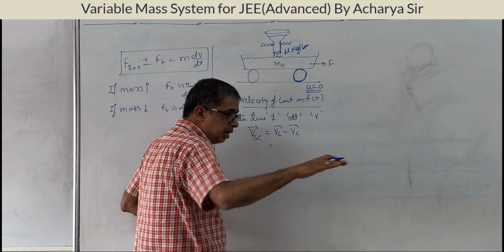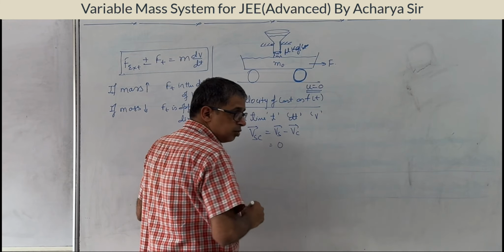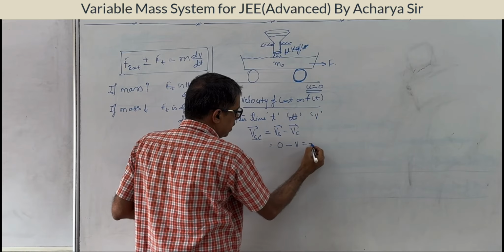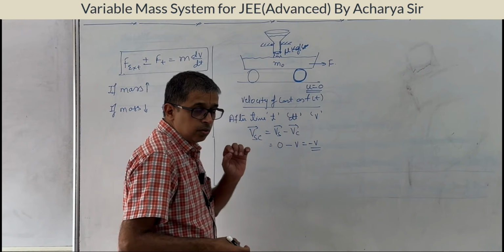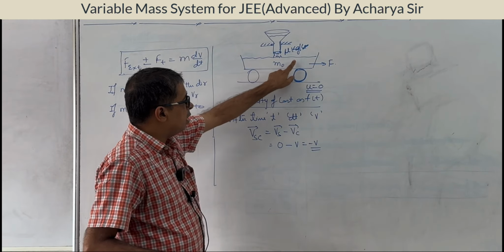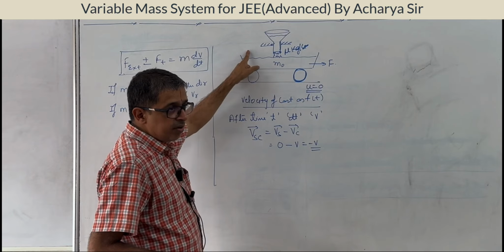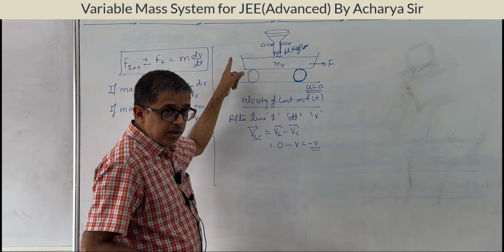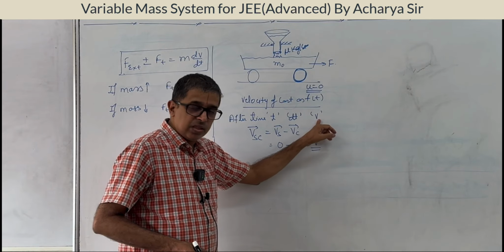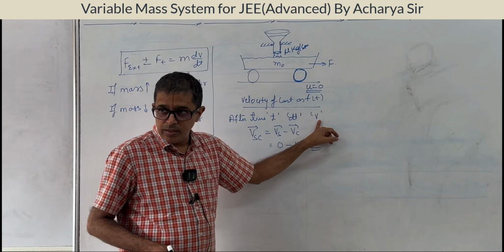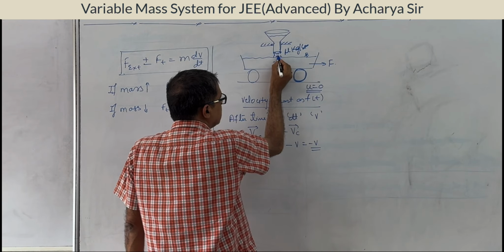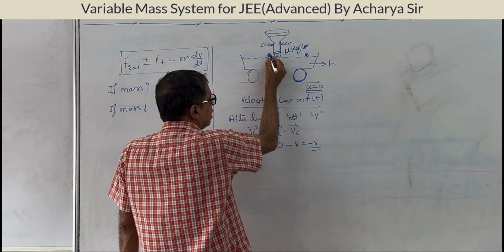Velocity of the sand particle in the horizontal direction is 0 minus velocity of the cart is v. So minus v. Try to understand the significance of this negative sign. The sand particle with respect to the cart will have a velocity of v in the backward direction after time t in a short time interval dt when the velocity of the cart is v. A person standing here will feel that the sand particle is moving in the backward direction with a velocity v.